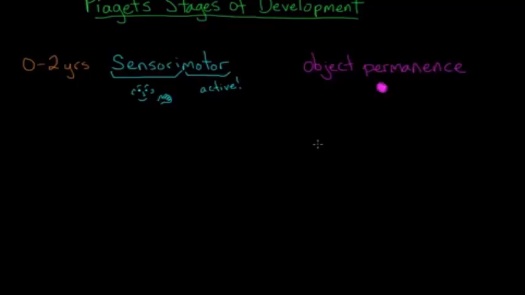So the next stage occurs from about age 2 to right around 6 or 7 years. Now the reason I'm being a little wishy-washy on the years is because these are really just general guidelines. It's not really hard and fast rules of when these stages happen. So the next stage is the pre-operational stage. And the operational part just means mental operation. So imagining things or mentally reversing actions, things like that.